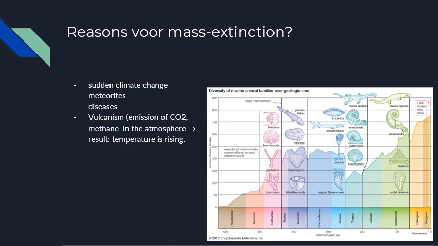So you see that during the time, several mass extinctions actually emerged out of climate change, meteorite, diseases, volcanism, all kind of things. So that could happen again. I mean, the disease that we already see 3 years ago, but volcanism is possible.